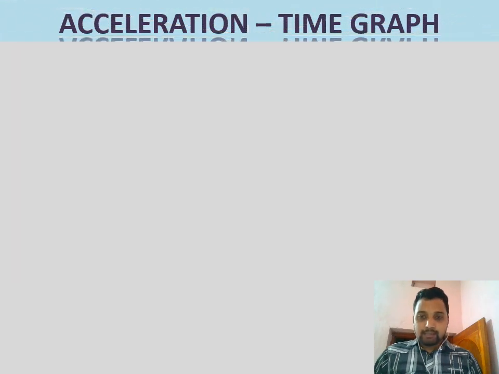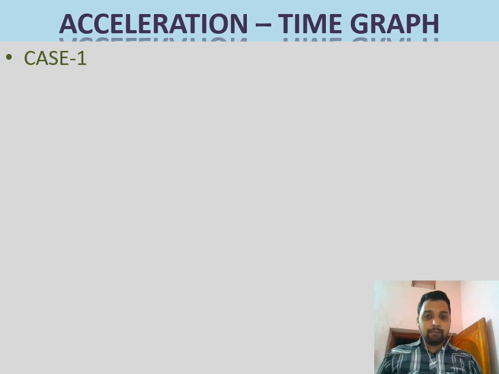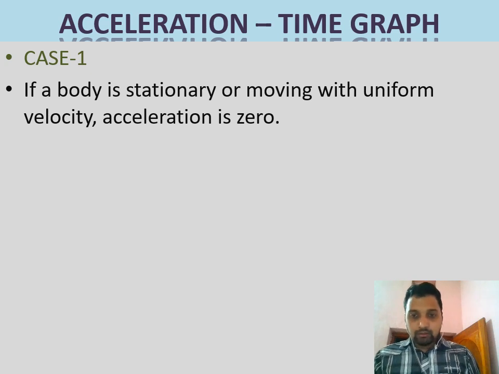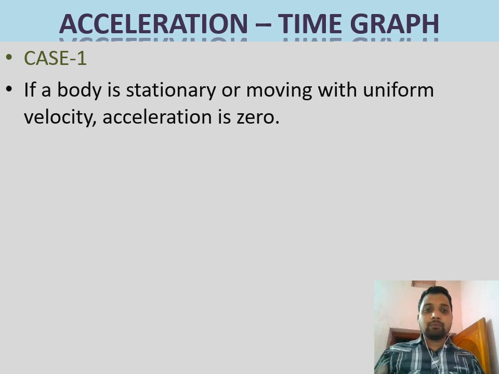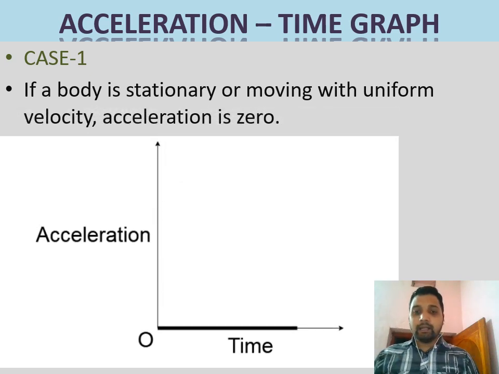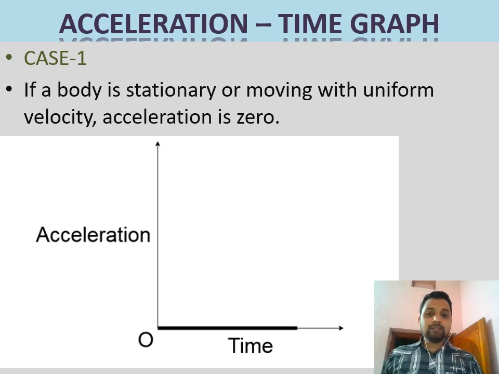Next, we have another type of graph which is called the acceleration time graph. In this acceleration time graph, acceleration is always taken on the y-axis and time on the x-axis. For the first case, when a body is stationary or at rest, or moving with uniform velocity where acceleration is 0, we get a graph that coincides with the x-axis, because at every instant of time the acceleration value is 0.